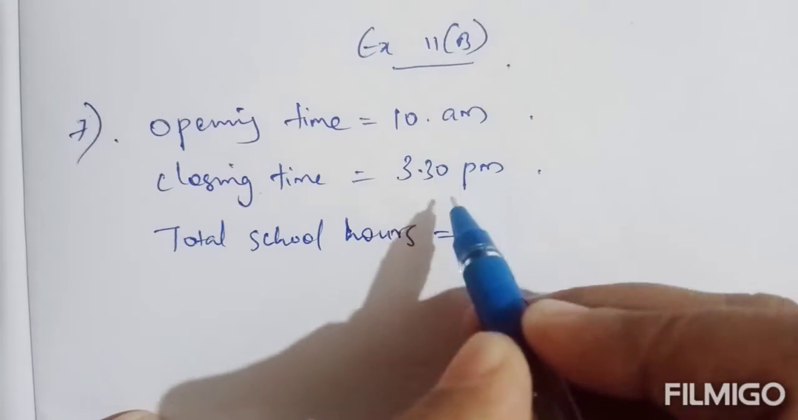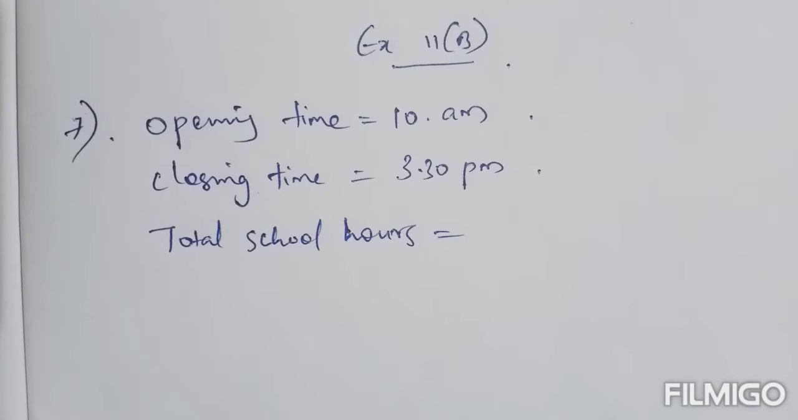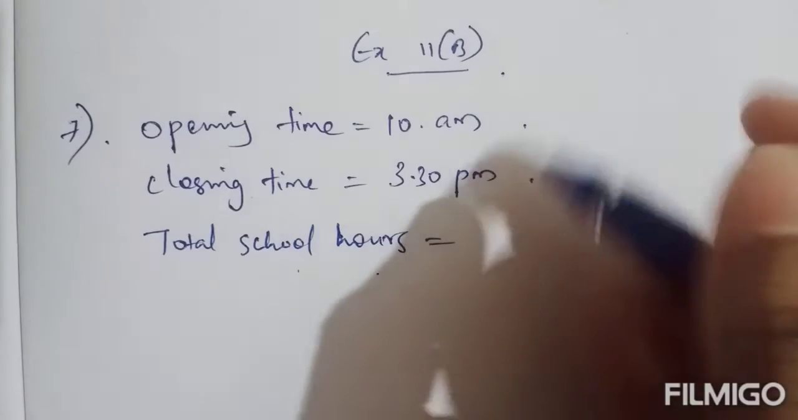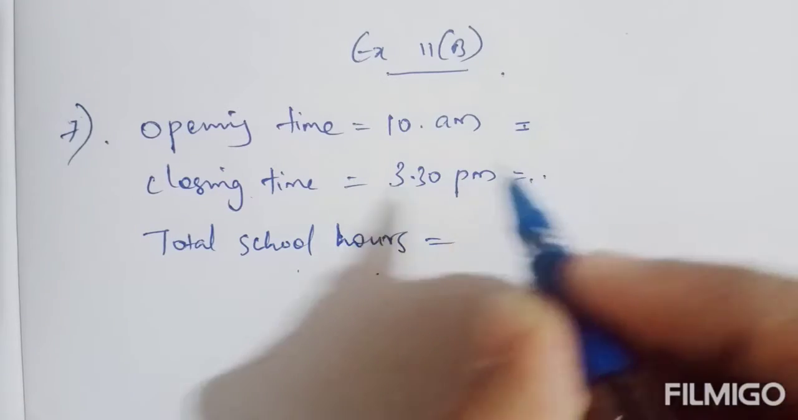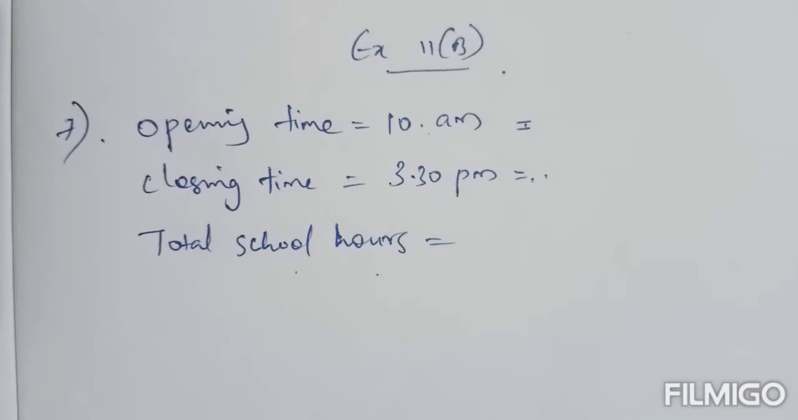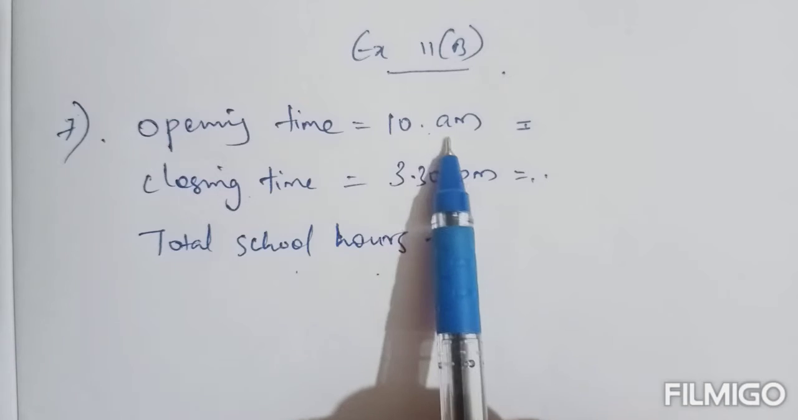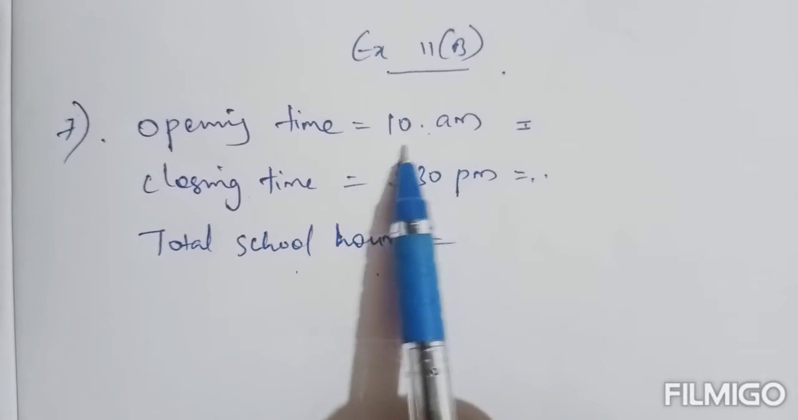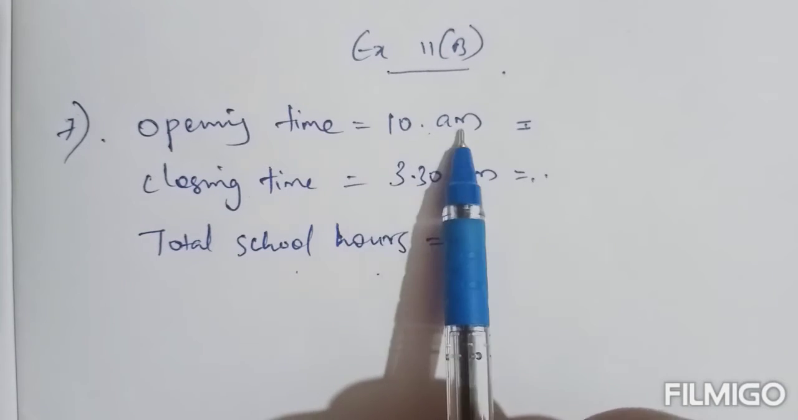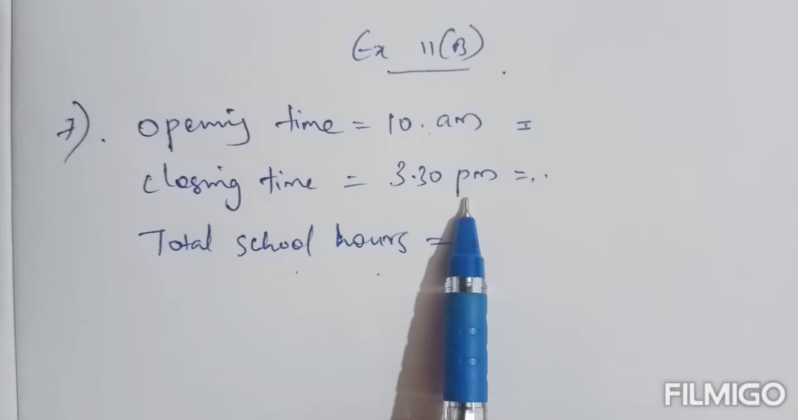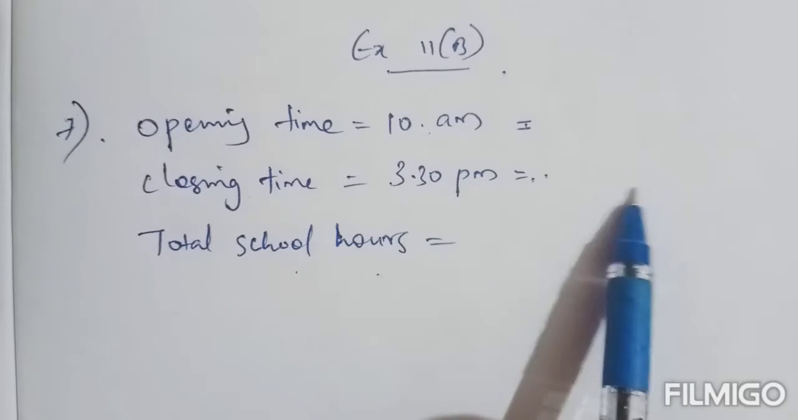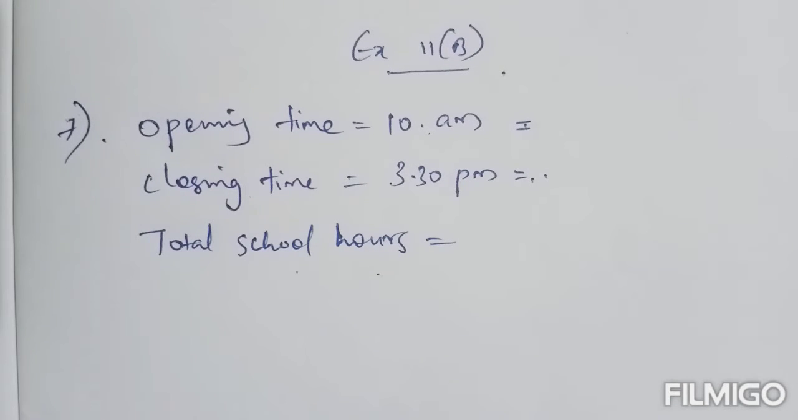From 10 am to 3:30 pm, how many hours are there? That you can find, that is the total school hours. So for that, we can change this time. The time is given in 12-hour clock format, so convert this to 24-hour clock format.